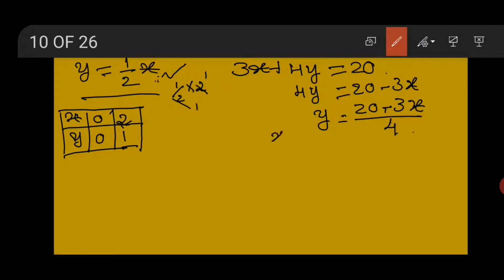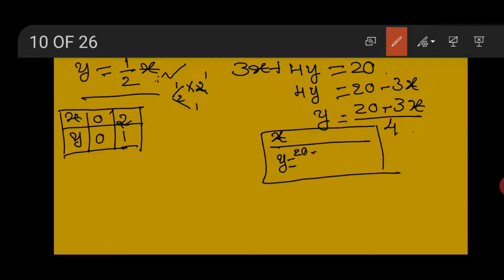Similarly, I will make the value table for this equation also. Here, what is the value of y? y is equal to 20 minus 3x divided by 4. So put the value of x in this equation as 0. Then what is the value of y? y is equal to 20 minus 3 into 0, which is 0, divided by 4. So 20 divided by 4 is equal to what? 5. 4 fives are 20.